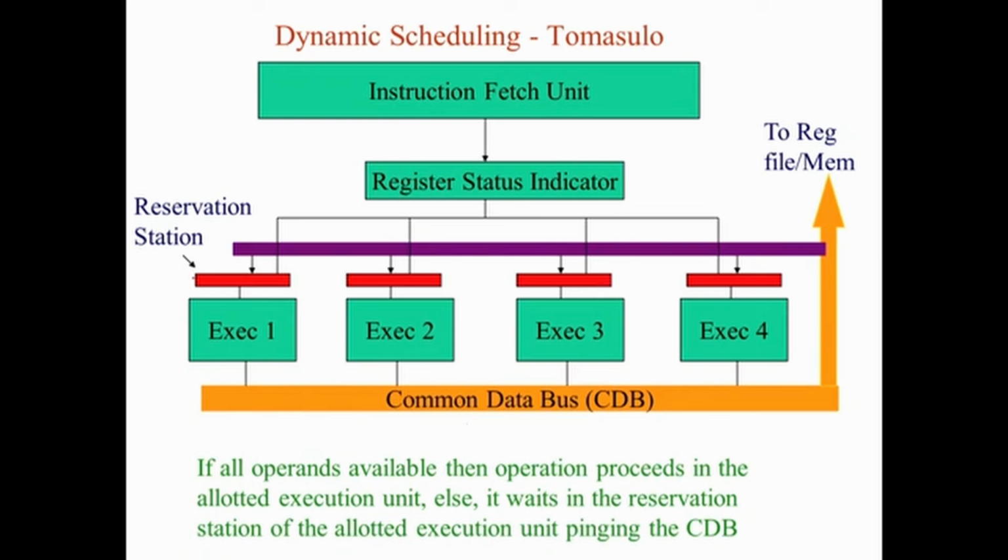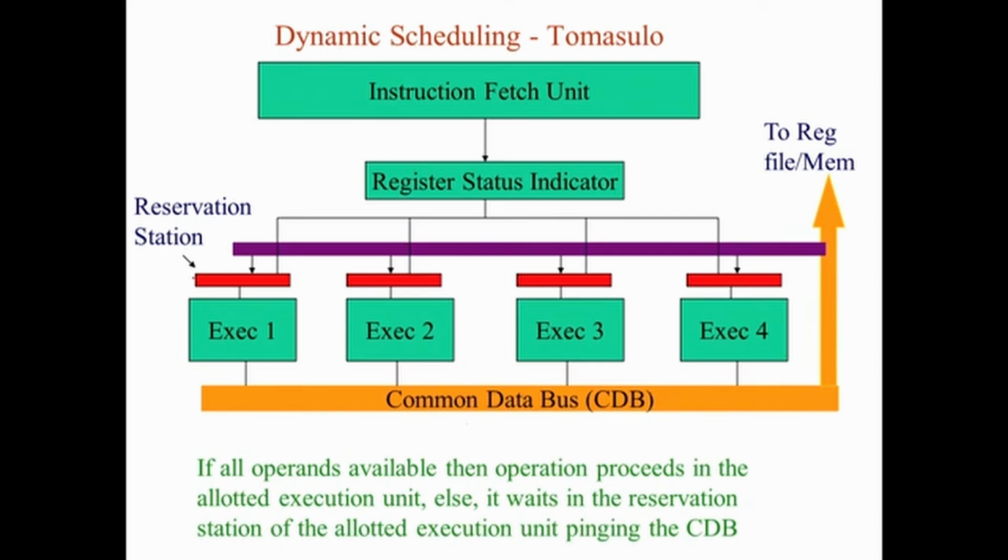If one or two of the operands are not available, then what do I do? I wait in the reservation station. What am I waiting for? The operands to become available. Where are the operands if they are not available? They are currently being computed by one of these execution units, and I know which execution unit is computing my operand. How will I know that? The register status indicator will tell me.